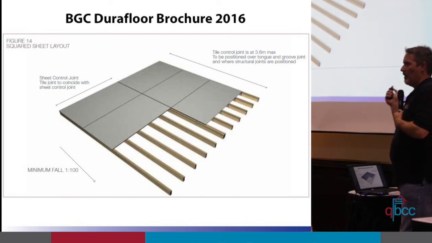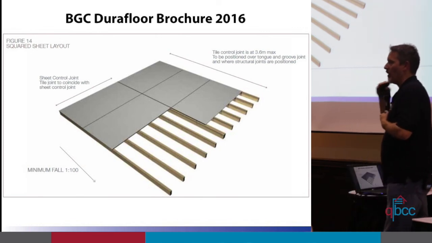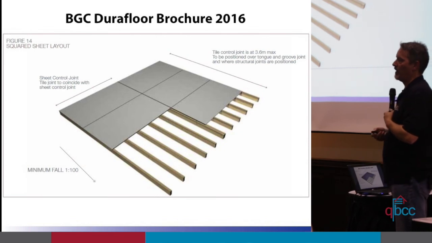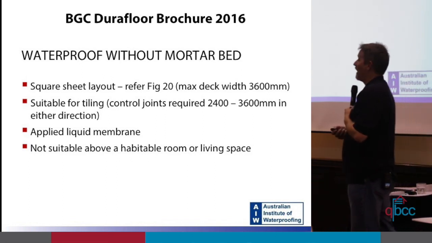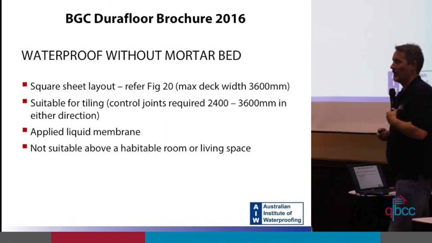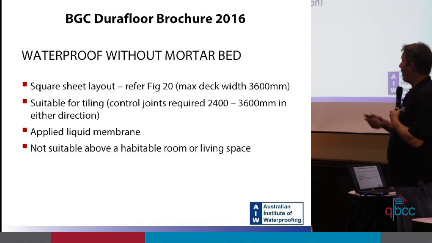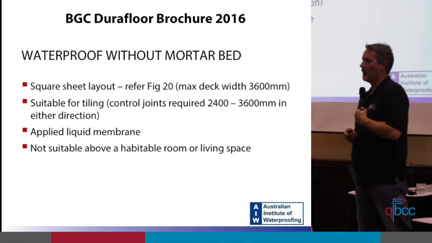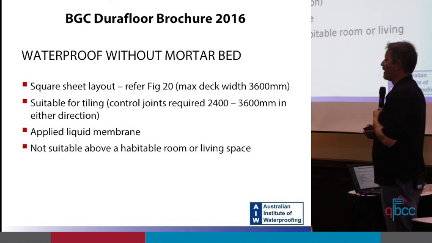All right. But this product, and I'm not singling it out by any means, but it's a very good example of why you should read the entire installation manual and the brochures. Okay? Because if you read it, if you waterproof without a mortar bed, which is square sheet layout, the maximum deck width they allow is 3,600 millimetres. Basically 1.5 sheets wide, maximum. It's suitable for tiling with control joints in either direction, and you have to apply a liquid membrane. All right? And then they say, not suitable above a habitable room or living space.